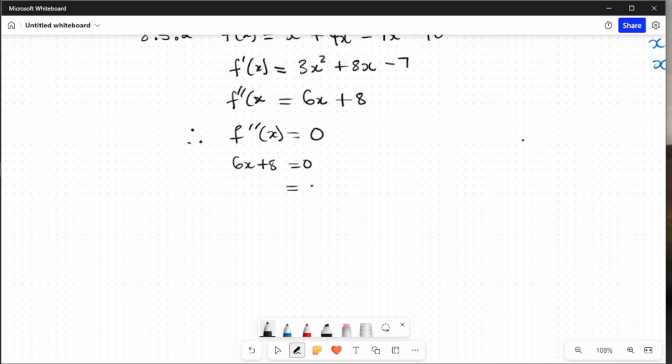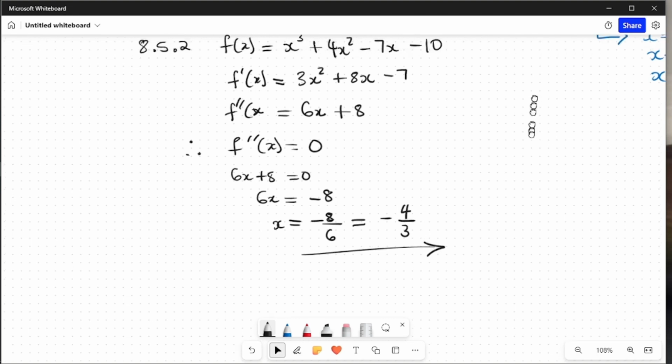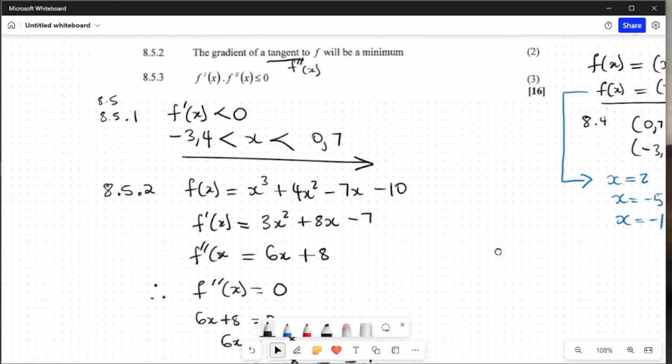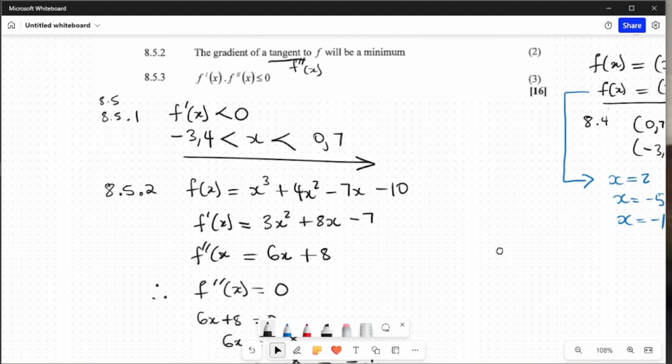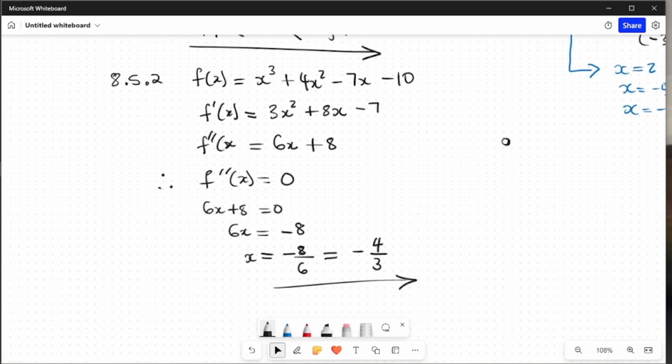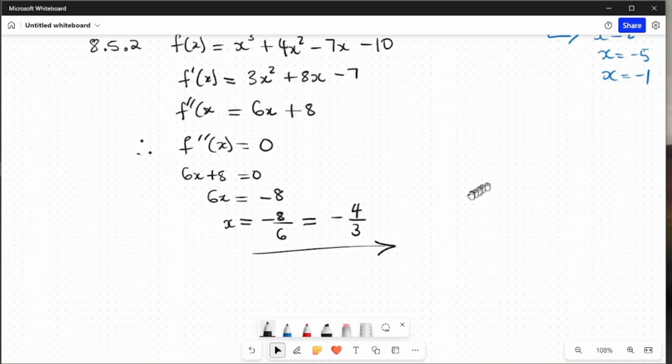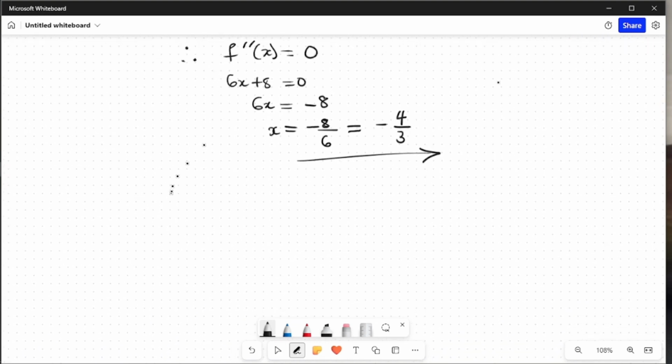If you solve for x, take 8 to the other side. When you divide by 6, which is the coefficient, you get negative 8 over 6, which can be simplified to negative 4 over 3. So this is your answer. This is the x value whereby the gradient of a tangent of f will be a minimum value. If you like, you can change it to a decimal number.